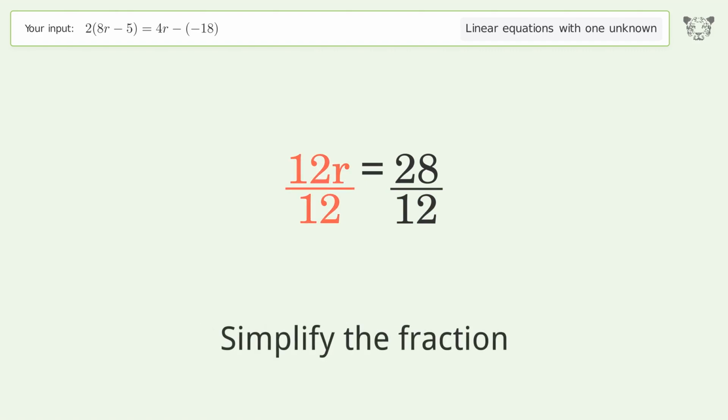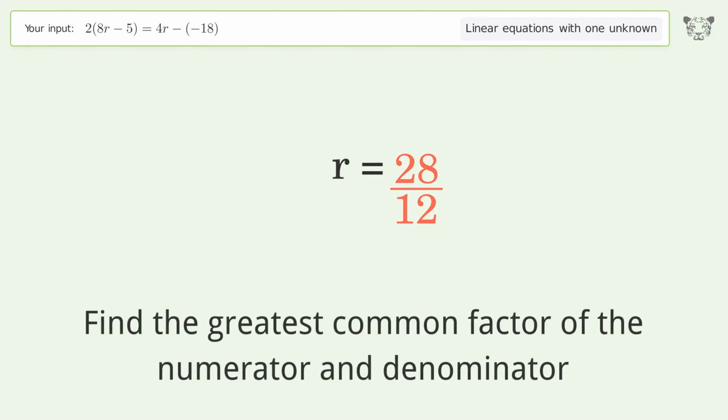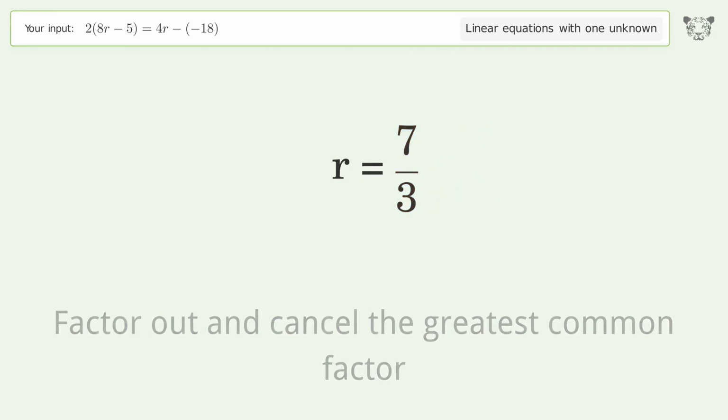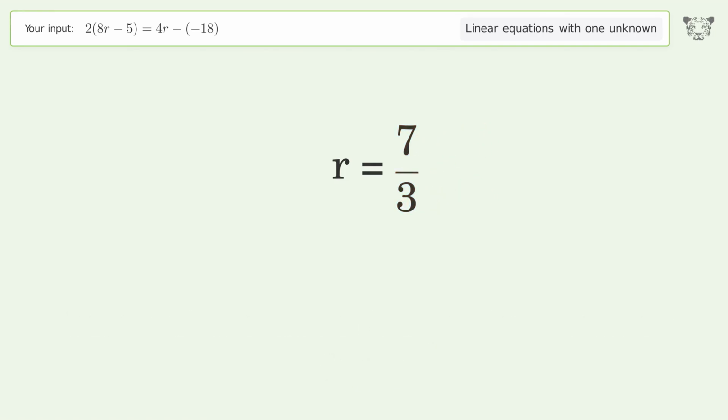Simplify the fraction. Find the greatest common factor of the numerator and denominator. Factor out and cancel the greatest common factor. And so the final result is r equals 7/3.